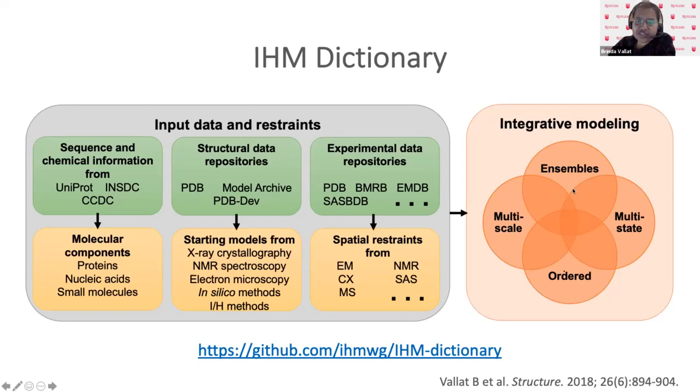So the IHM Dictionary provides a flexible model representation that can handle multi-scale, multi-state ordered ensembles. The IHM Dictionary is open source and is available from GitHub.